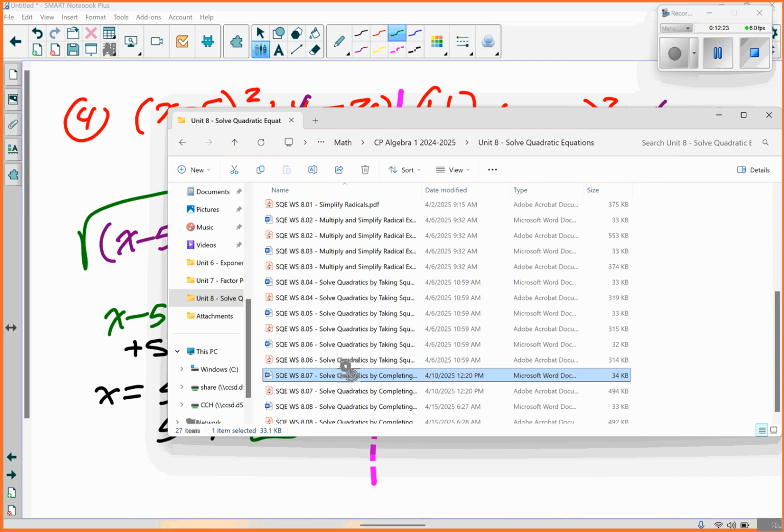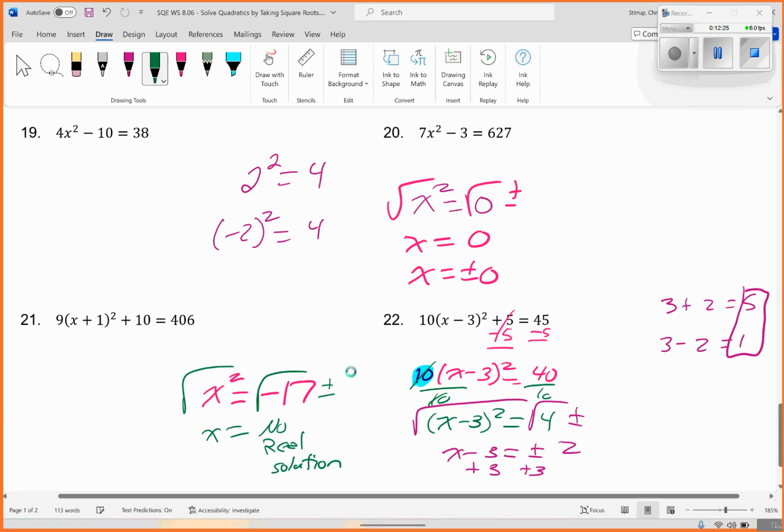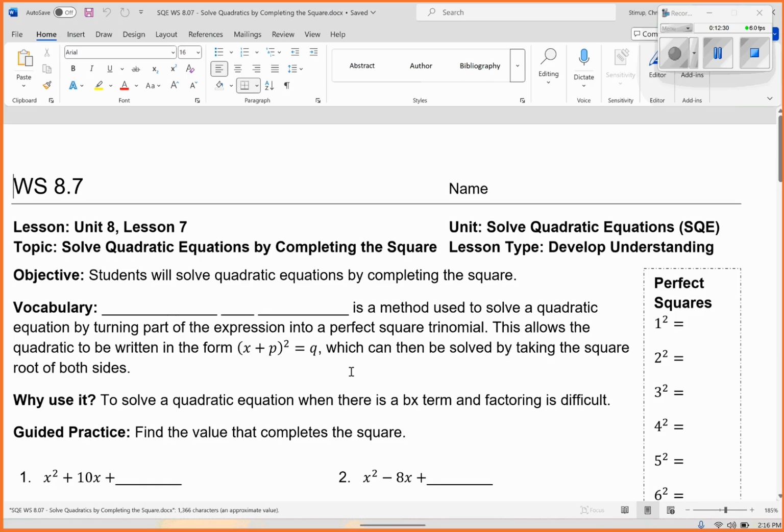All right. So as we were going through those problems, you notice that we had plus minus that was taking place when we took the square root of both sides. Agree? Okay.